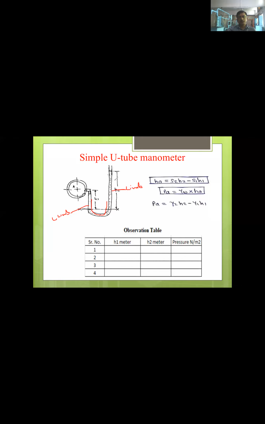And in this simple tube manometer, some manometric fluid will be used. Generally, mercury is used as a manometric fluid, Hg. And this manometric tube is connected to the pipe in which we need to measure the pressure. The pipe whose pressure we want to measure, this simple tube manometer is connected to that pipe.